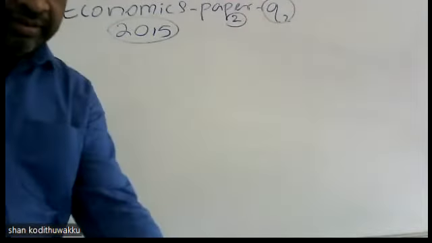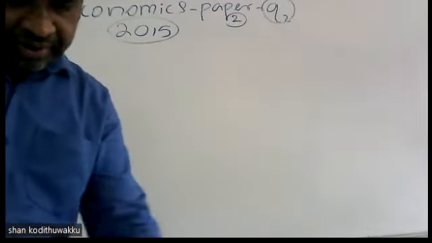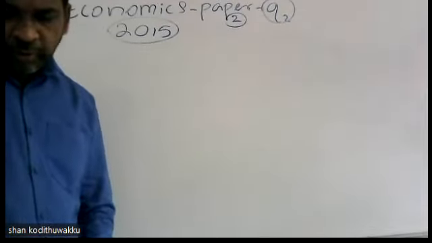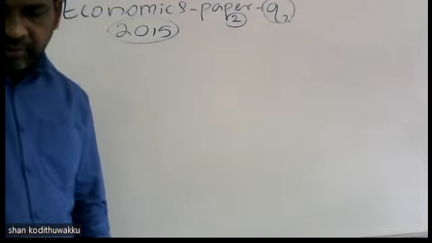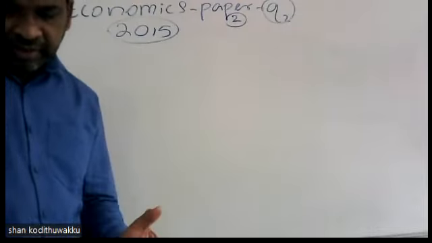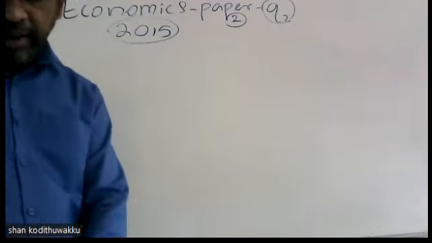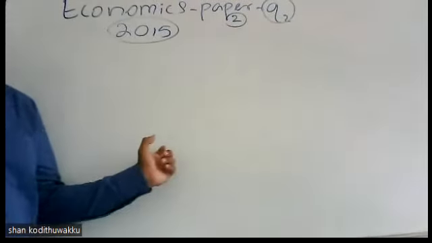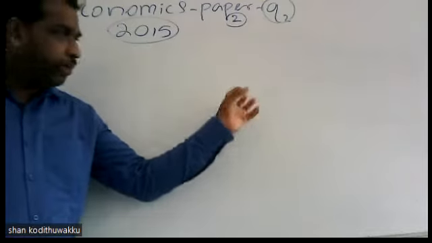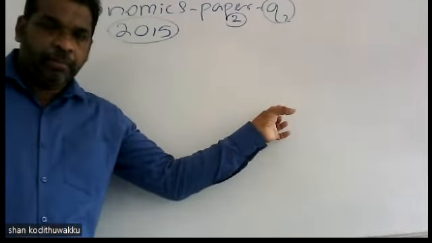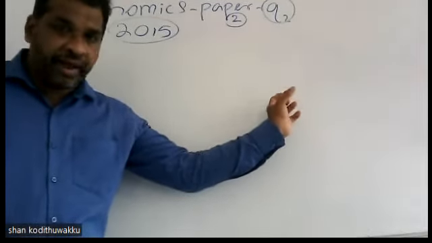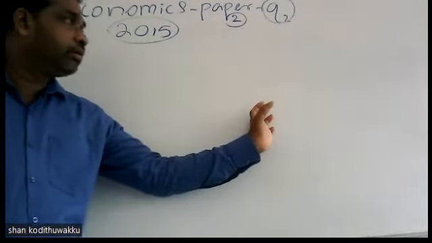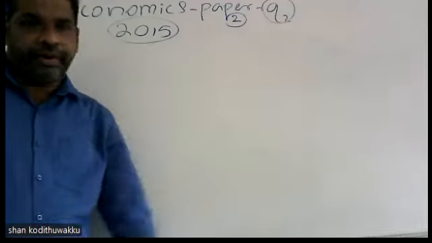Here, our question is, who pays most of the burden of a specific unit tax on producers when supply is inelastic? Explain your answer by using a diagram. If the supply is inelastic, that means the percentage change in quantity supplied is less than the percentage change in the price of the product.